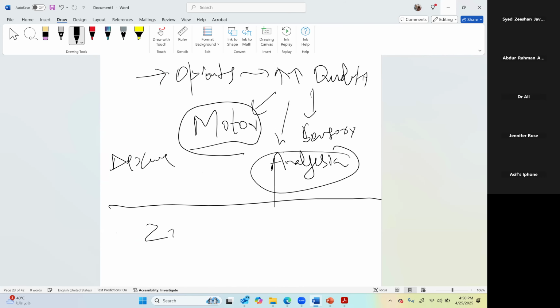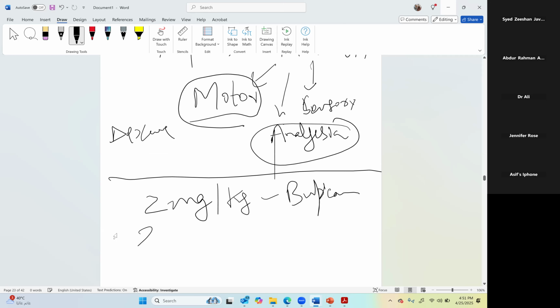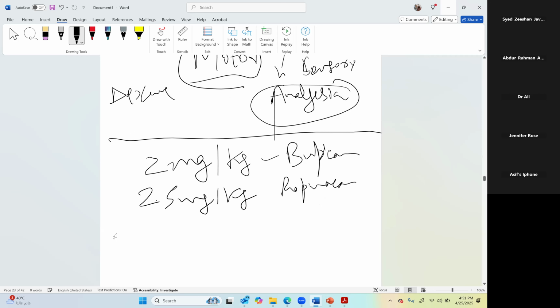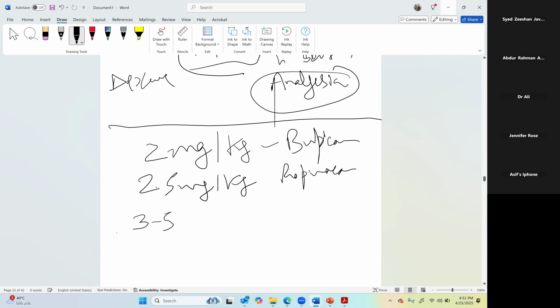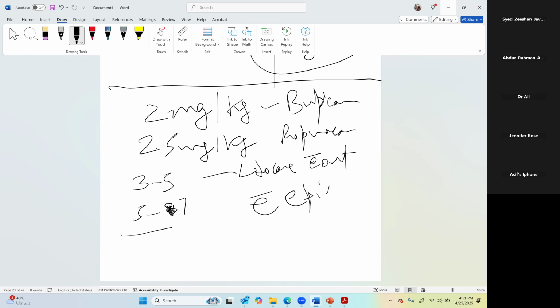The safe dose is around 2 milligram per kg for bupivacaine, and 2.5 milligram per kg for ropivacaine, and according to the site, 3 to 5 and 5 to 7 for lidocaine, without and with epi. There are other medications also, but they are not commonly used. I don't remember the doses for chloroprocaine exactly, you can just look them up. So you should know what the safe dose is.